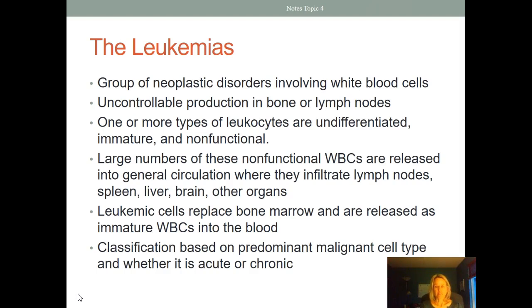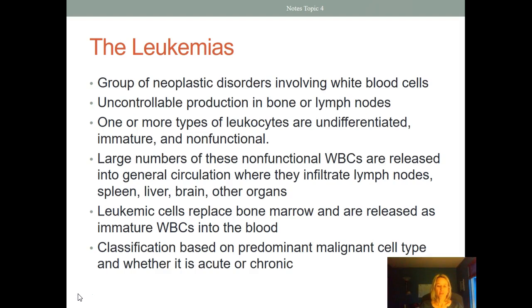The leukemias are a group of cancerous disorders that involve white blood cells. Here, these white blood cells divide uncontrollably in the bone or in the lymph nodes. These leukocytes are undifferentiated, immature, and non-functional. Large numbers of these non-functional white blood cells can then get released into the general circulation, infiltrating the lymph nodes, the spleen, the liver, the brain, and other organs. They also replace the bone marrow, and this can lead to a lot of bone pain and bone erosion, and they get released as immature or non-functional white blood cells into the blood.